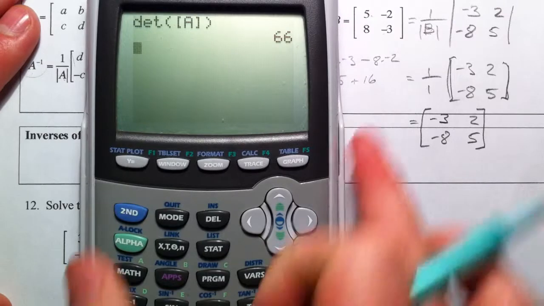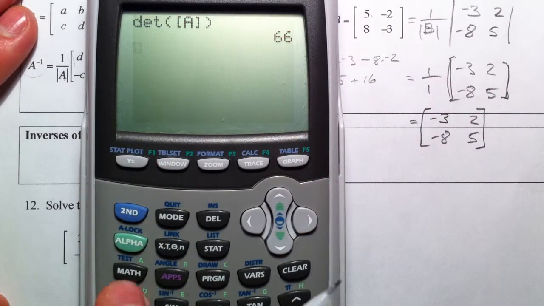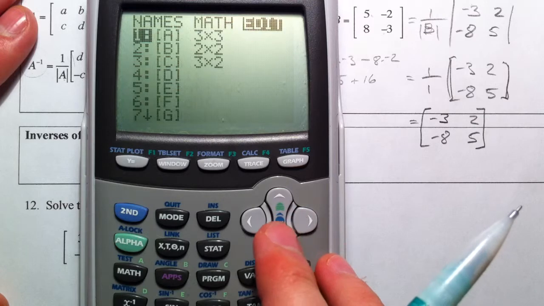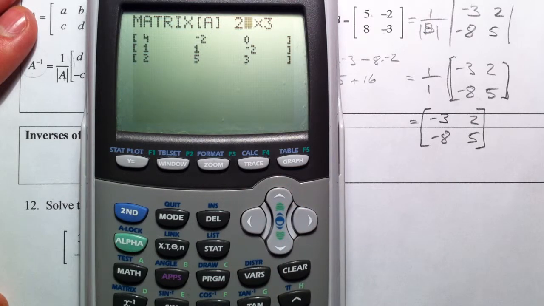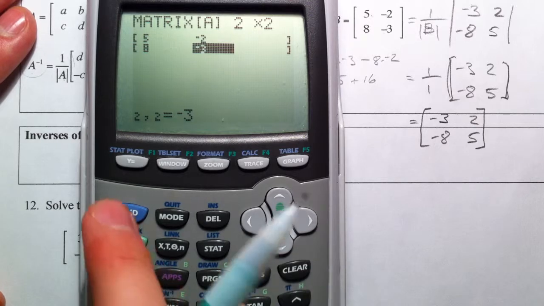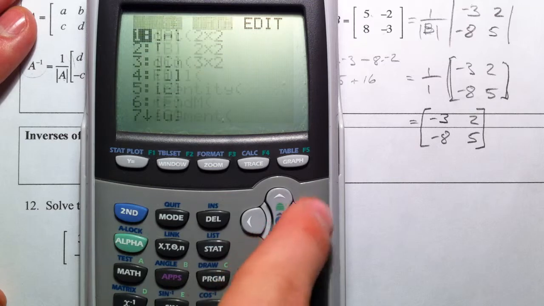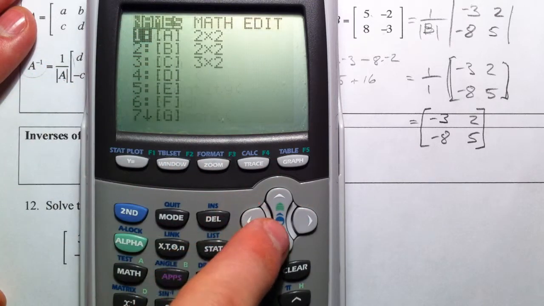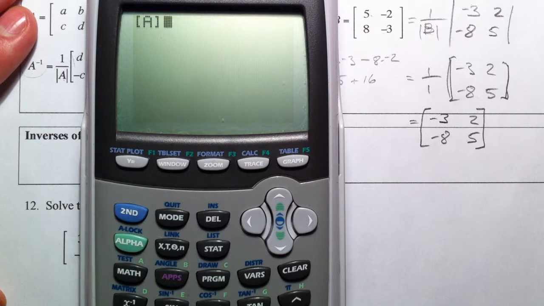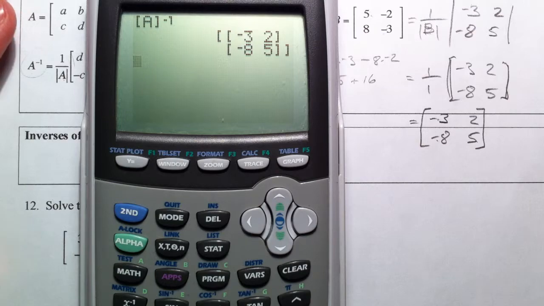Inverse matrices on a calculator. Let's get our same 5, -2, 8, -3. So let's go to our matrix. 5, -2, 8, -3. It's really quite simple. So what we did was matrix, and we went over to edit, and we changed our matrix A. Choose our matrix A, and then right above the matrix it has x to the -1. And so we get -3, 2, -8, 5. So we're good to go. That is our inverse matrix.